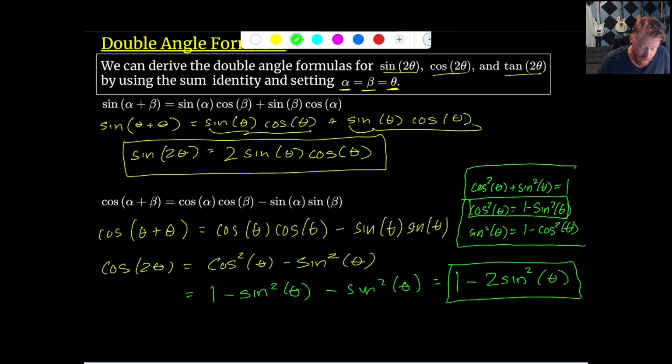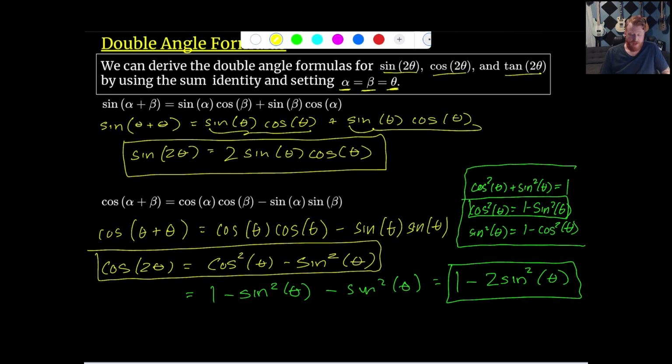I should go back and box that first one. So here is our formula that follows just from plugging things into the sum identity. We can do a little bit of rearranging here to get this other identity.